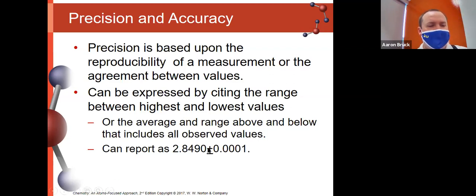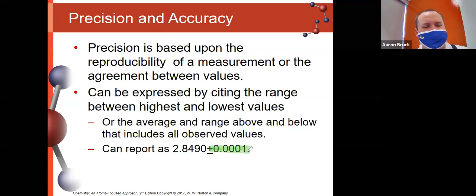So if we have a range of values, we can express that uncertainty, that level of precision, as plus or minus whatever the uncertain range is. So on a balance, it would probably be expressed as plus or minus 0.01, because our balance reads out 2 decimal places. That last decimal place has a little bit of variability to it. And you saw that in the lab yesterday as well.